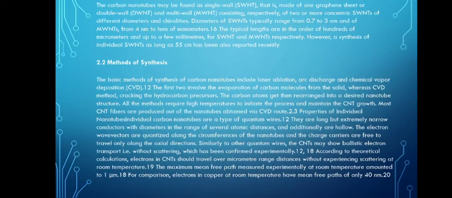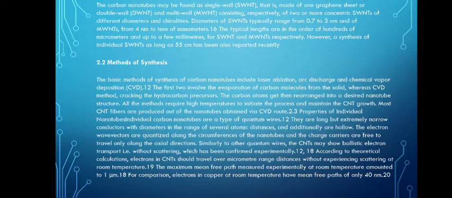Methods of synthesis. The basic methods of synthesis of carbon nanotubes include laser ablation, arc discharge, and chemical vapor deposition. The first two involve the evaporation of carbon molecules from a solid, whereas the CVD method involves cracking of hydrocarbons. The carbon atoms get reassembled into the desired nanotube structure. The method requires high temperature to initiate the process and maintain the CNT growth. Most CNT fibers are produced out of nanotubes obtained via the CVD route. Properties: individual carbon nanotubes are a type of quantum wires.